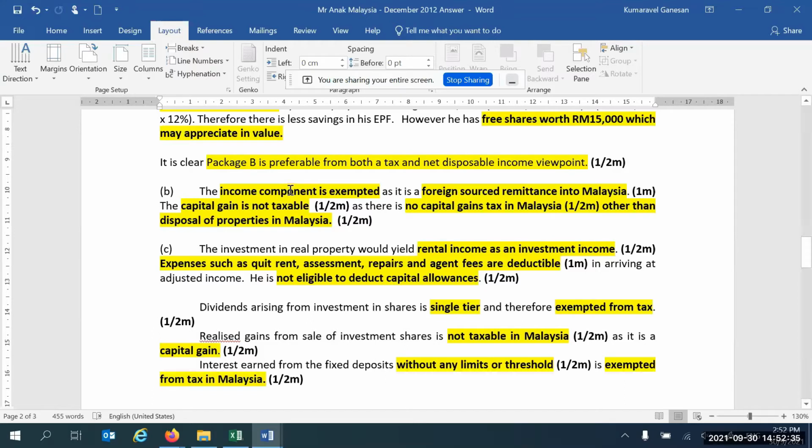So the disposal didn't happen in Malaysia. Then some of you will ask me, must I bring up section 3, actually remitted is taxable but an exemption exists? Yeah, nothing wrong in that, but in this case, there's not enough marks here. So capital gains only for properties in Malaysia.